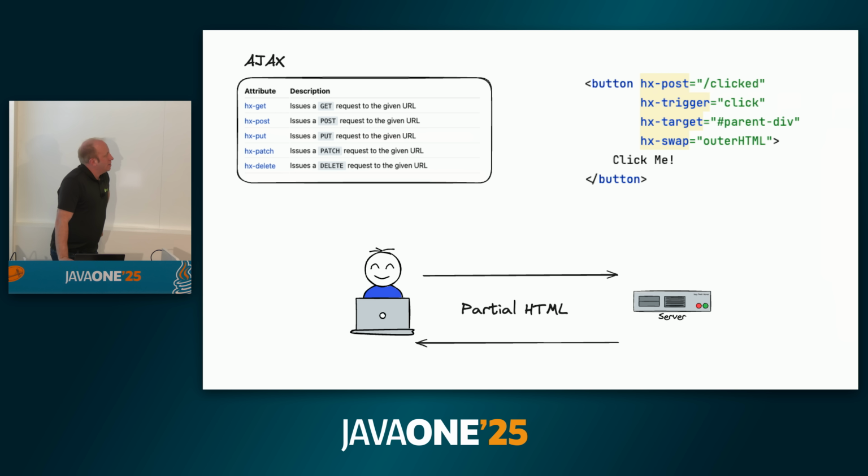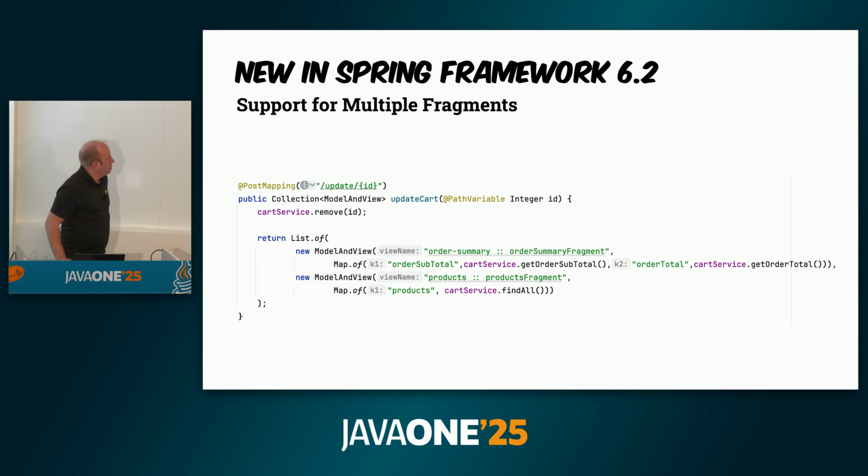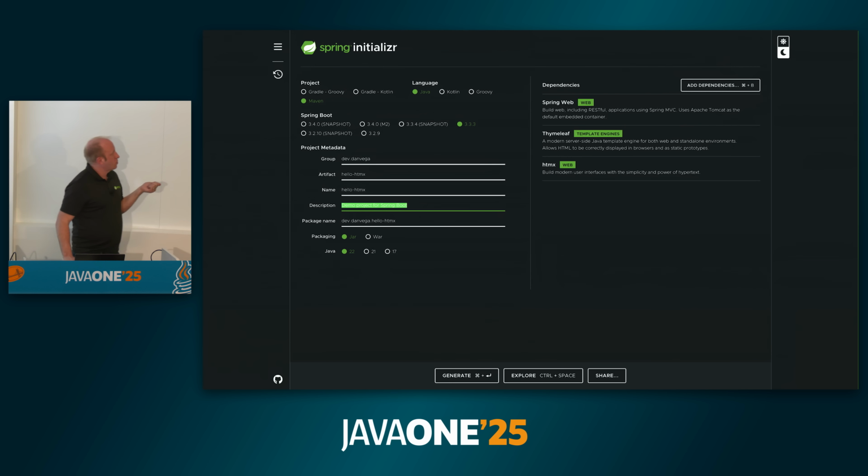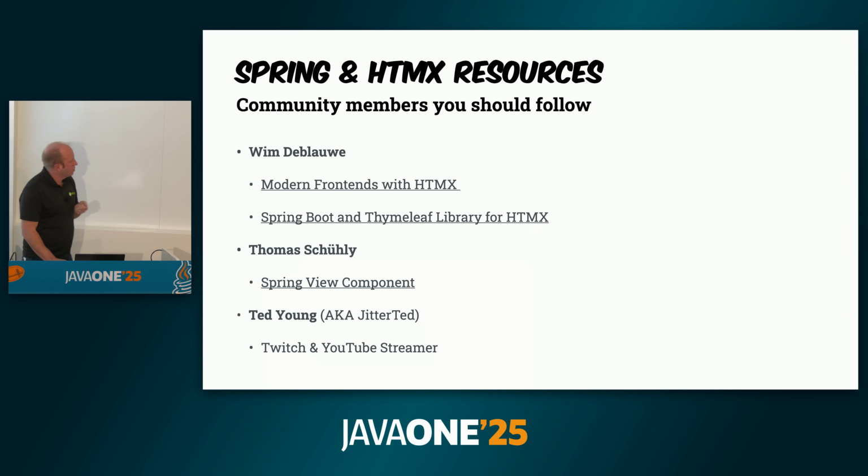If you are in the Spring world, there was a new feature added in Spring Framework 6.2, which allows for multiple fragments. This becomes important because, say I needed to update something here and then maybe update a sidebar. I want to return multiple fragments back. There is support for that now. So you can do this in Spring. If you wanted to, you can go to start.spring.io, pull in the HTMX library, and that will give you a nice bootstrap project. But again, HTMX we can use in any of the frameworks that I've been talking about today. And then there are some really good resources in the Spring world for dealing with this.